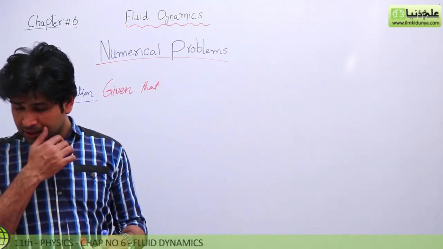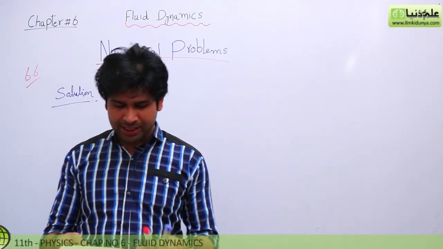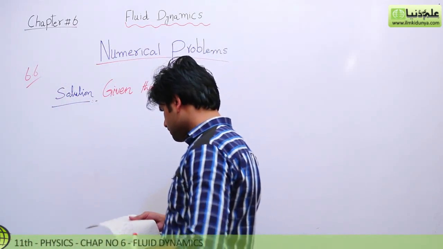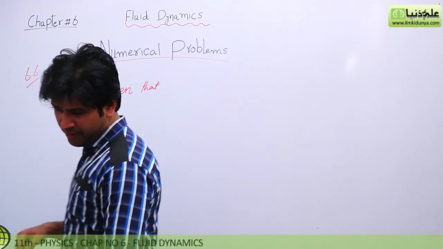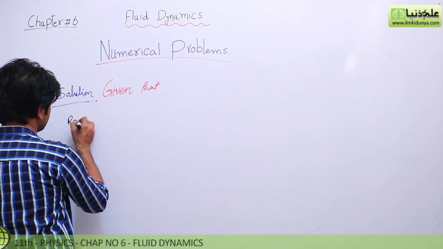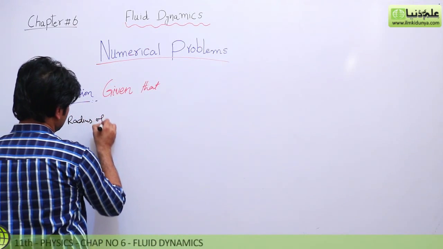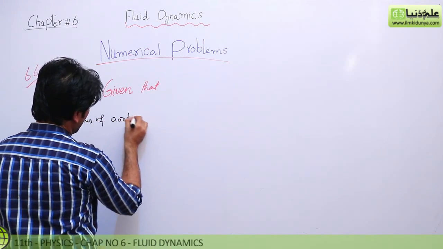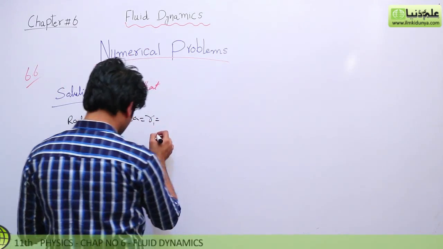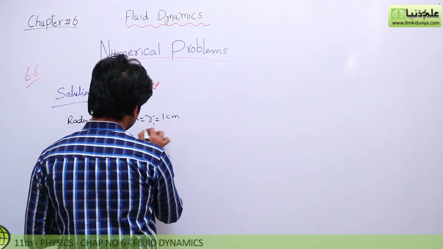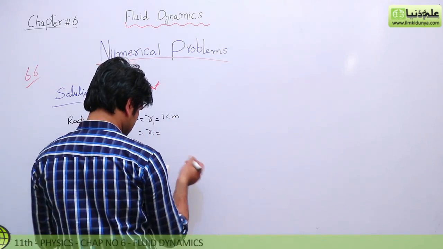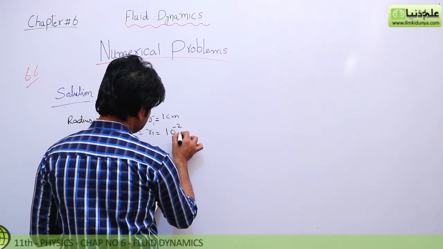Students, we are given an aorta, and to solve this numerical problem we will write the given data as radius of aorta. We have been given the radius of aorta. We can mention this as r1, which is given as 1 centimeter, and convert this 1 centimeter to meter. This should be 10 to the power minus 2 meter.